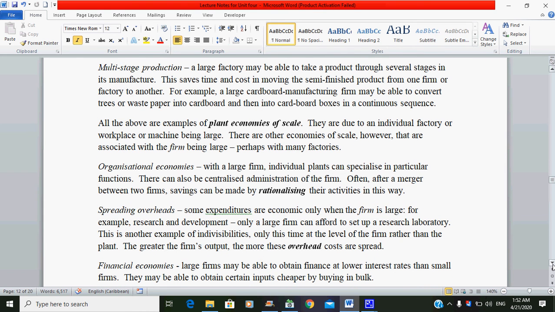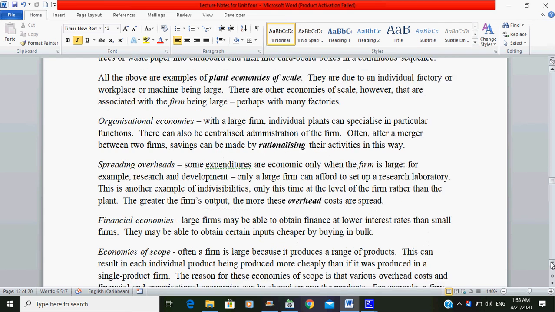First one is organizational economies. With a large firm, individual plants can specialize in particular functions. There can also be centralized administration of the firm. Often after a merger between two firms, savings can be made by rationalizing their activities in this way.